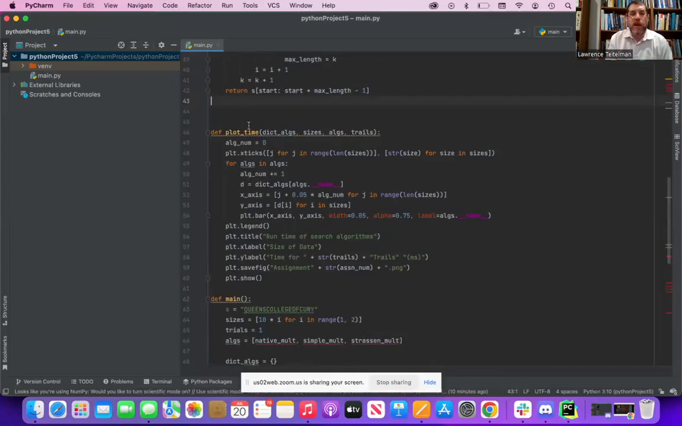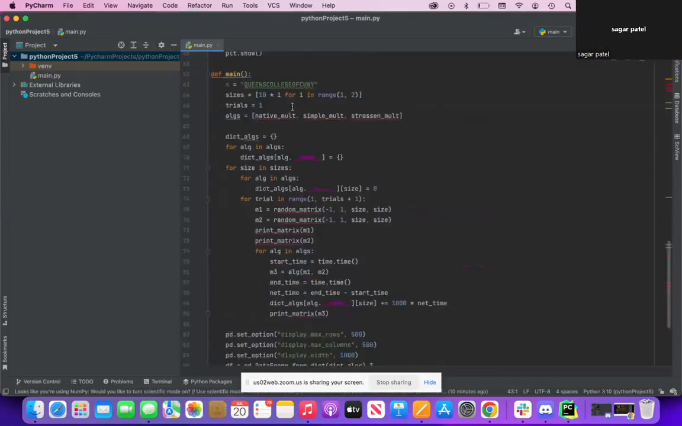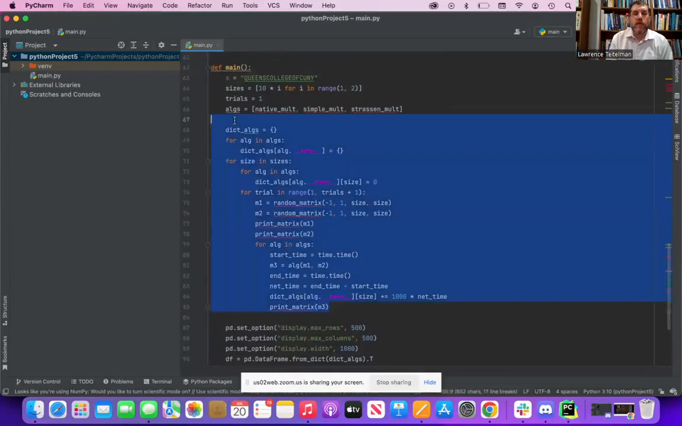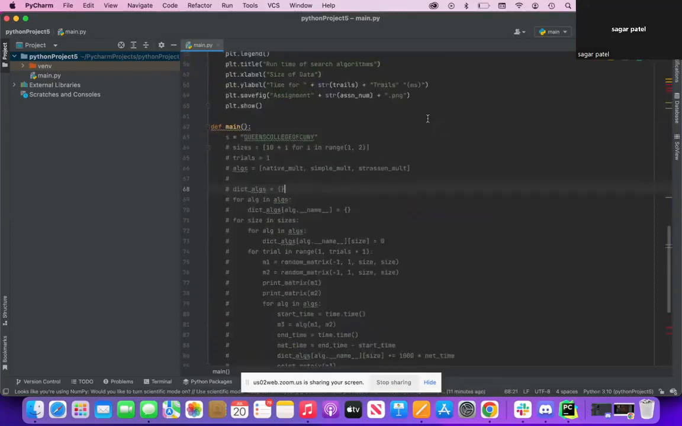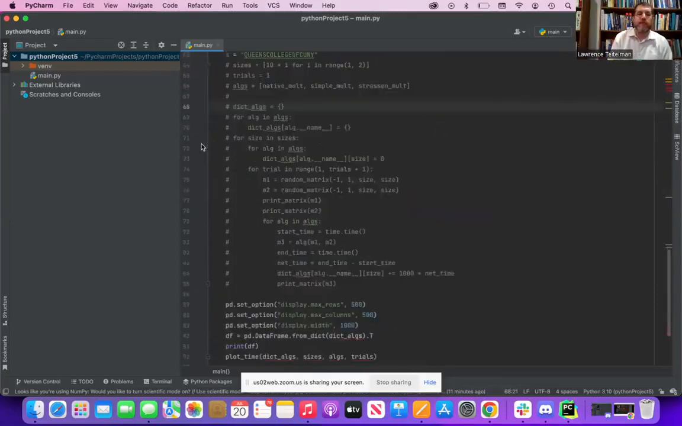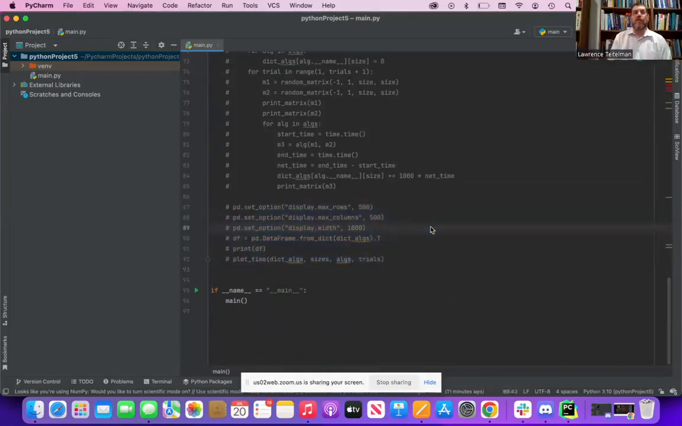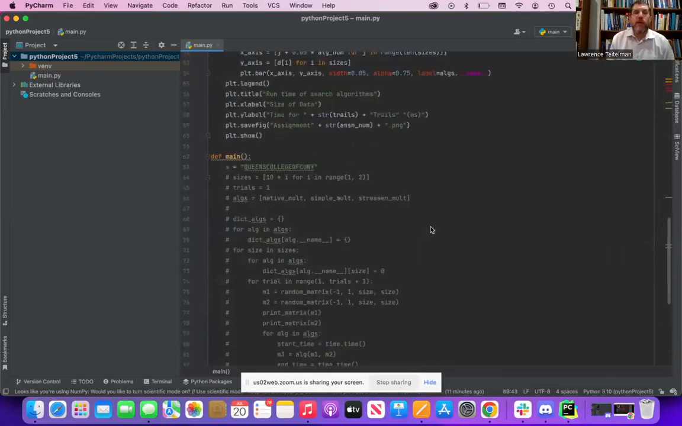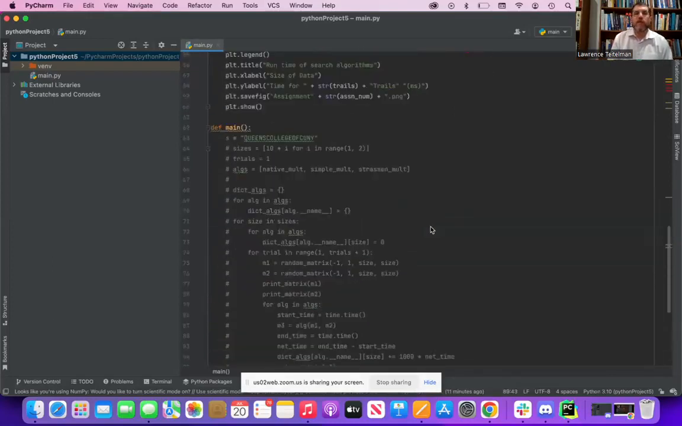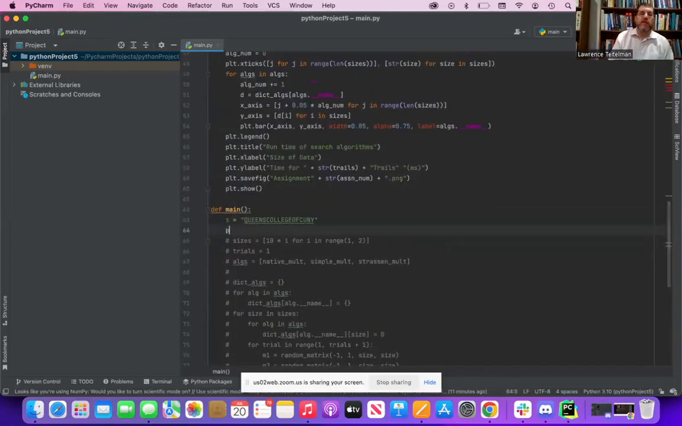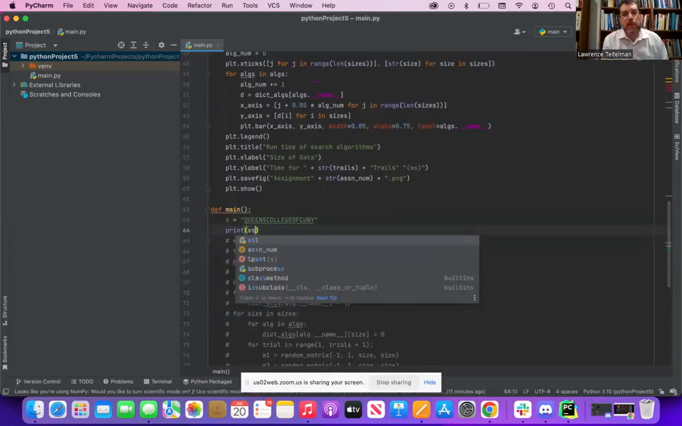Okay, in your main, comment out everything you have in the main except for that string. Okay, comment out the data frame on the bottom. Okay, and now call that thing. Here. Yeah, you could just say print SS, whatever. Call your function.